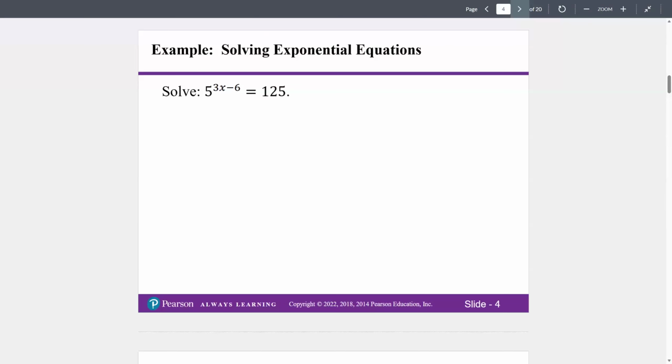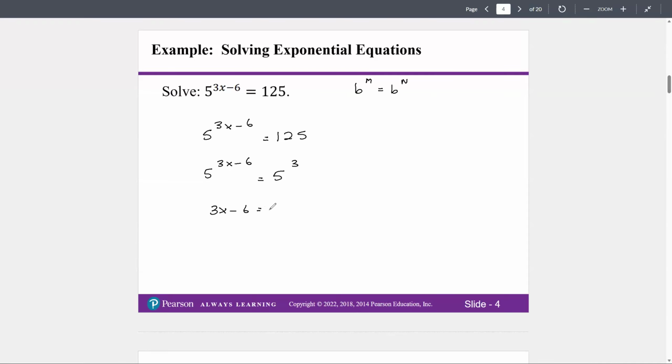So if we have 5 to the power of 3x minus 6 equals 125, from here I can't do anything because what I require is that I have the same base. But what I can do is that 125 is just 5 to the power of 3. So we just take 125 and write it as 5 to the power of 3. Now we have two base 5s, so now we can say that 3x minus 6 is equal to 3. And then if we solve this, 3x is going to be equal to 9, x is equal to 3. We now have a solution.